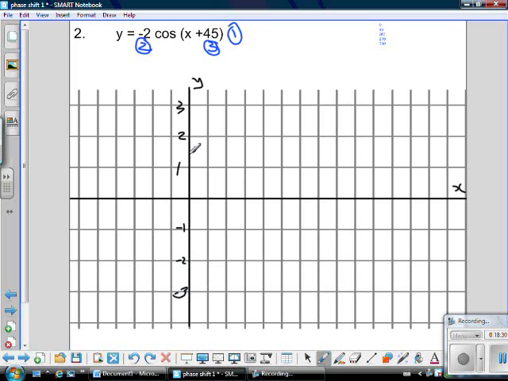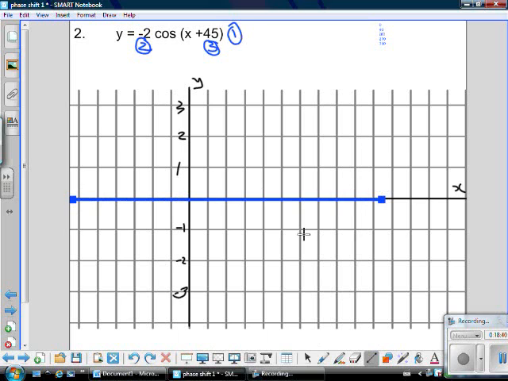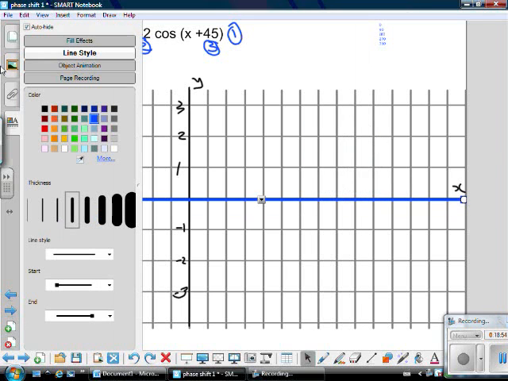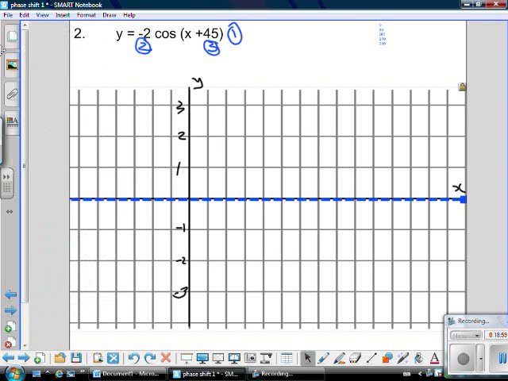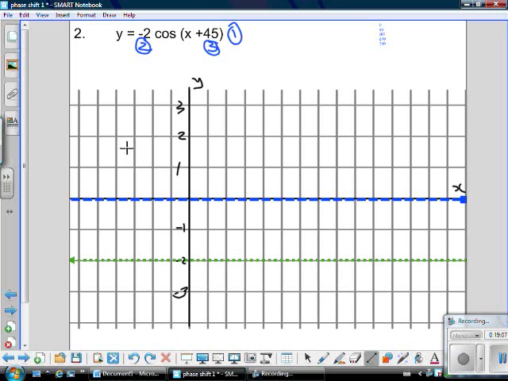And then we add our dotted lines. Again, we do not have anything going. Oops, it's not a dotted line. Oh, well, that's fine. I'll make it dotted. We don't have a vertical displacement, so our middle of our graph is still going to be along the x-axis. There we go. There's a line for us. And then we go 2 above and 2 below, so at -2 and +2.